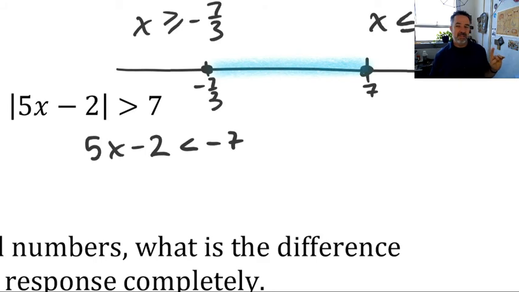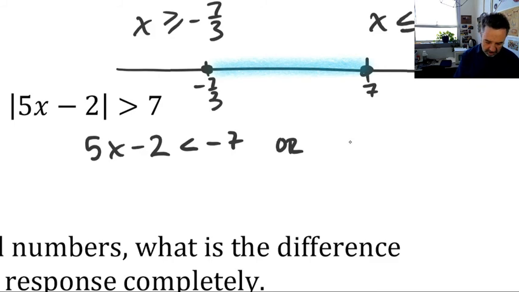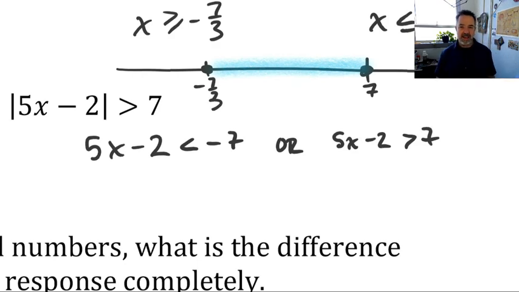So to say more than 7 away in terms of absolute value, here's my 7, negative 7, I have to be smaller than the negative 7 or greater than the positive 7. So that's one side, and it's greater because it's going to go this place or that place. And then I'm just going to write the 5x minus 2 is greater than positive 7. Once I have that down, the mechanics is you add 2 to both sides and divide both sides by 5. All right, so I just wanted to talk about those two problems as well.